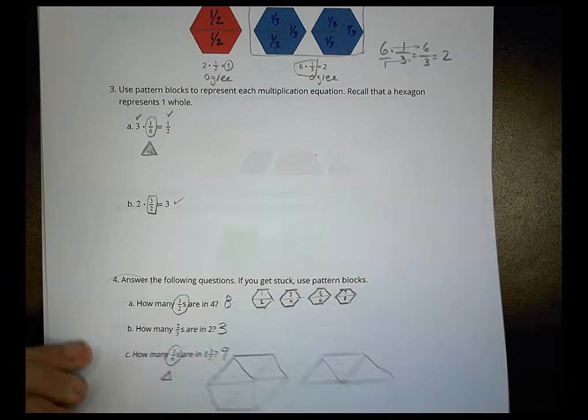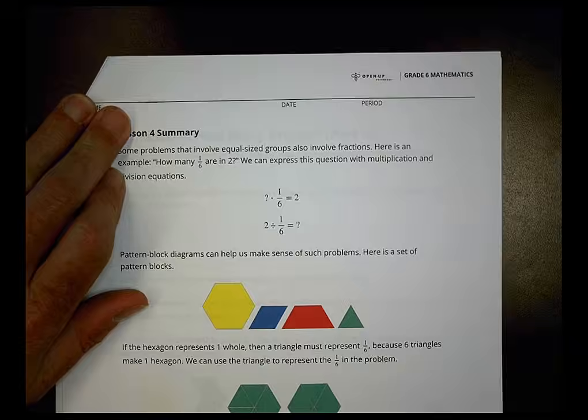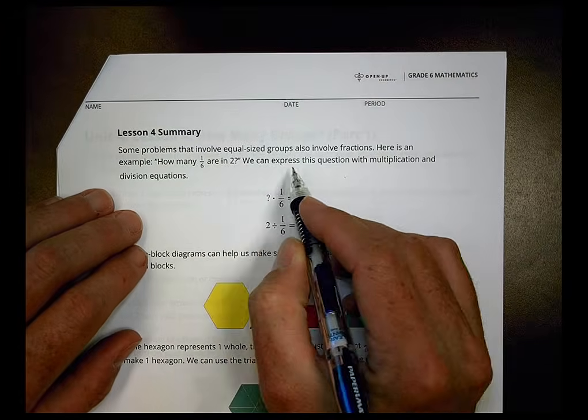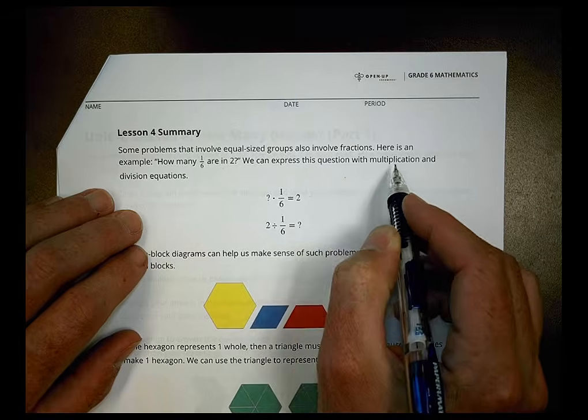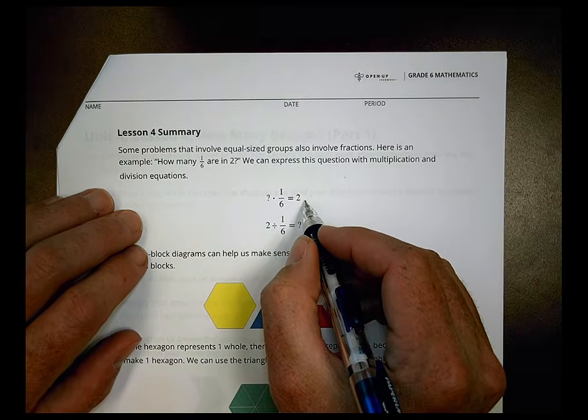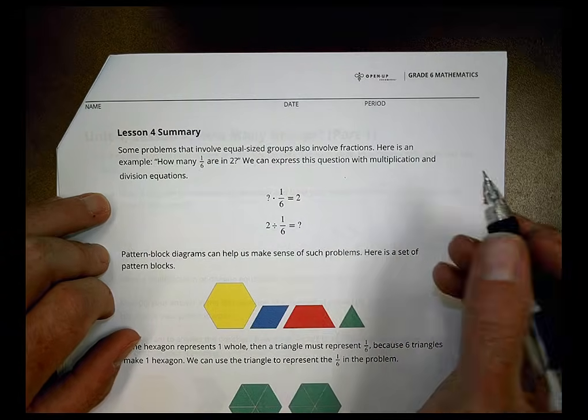So in summary of today, some problems that involve equal size groups also involve fractions. Here's an example. How many 1/6 are in 2? We can express this question with multiplication and division. We can say what number times 1/6 will get you to 2, or we can take 2 and divide it by 1/6. Either way, you end up with 12, right?